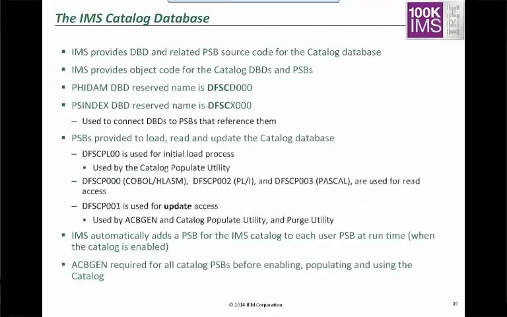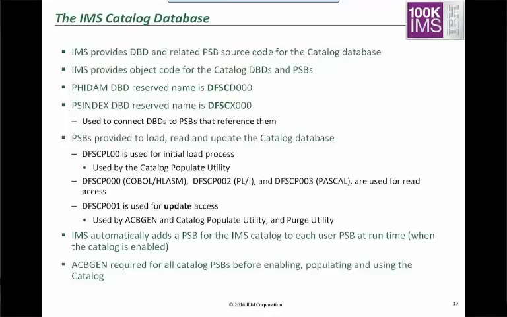The heading says IMS Catalog Database. IMS provides the source code for the catalog database. IMS also provides the object code for the catalog DBDs and PSBs. The PHIDAM DBD is called DFSCD000. The secondary index DBD is called DFSCX000. These are all reserved names, by the way. And then there are PSBs that have been created to reference the catalog.